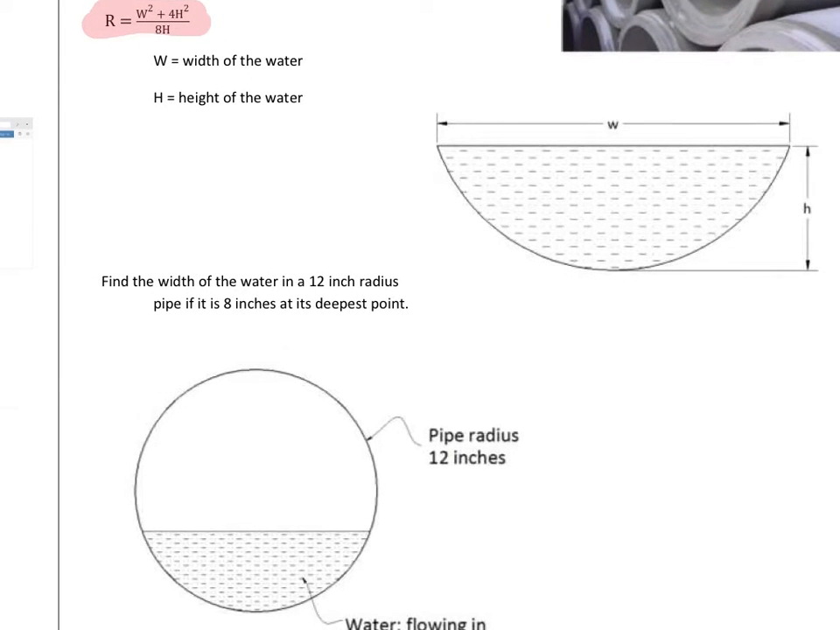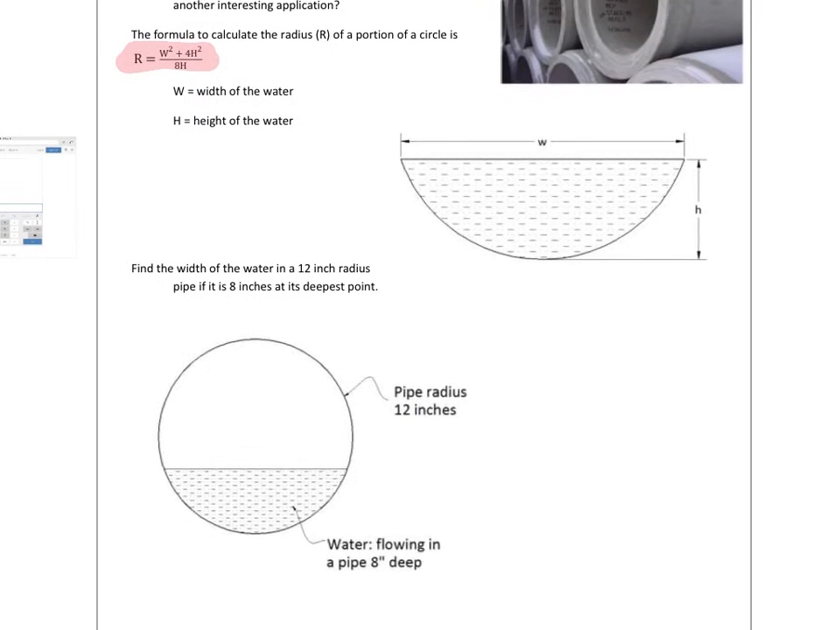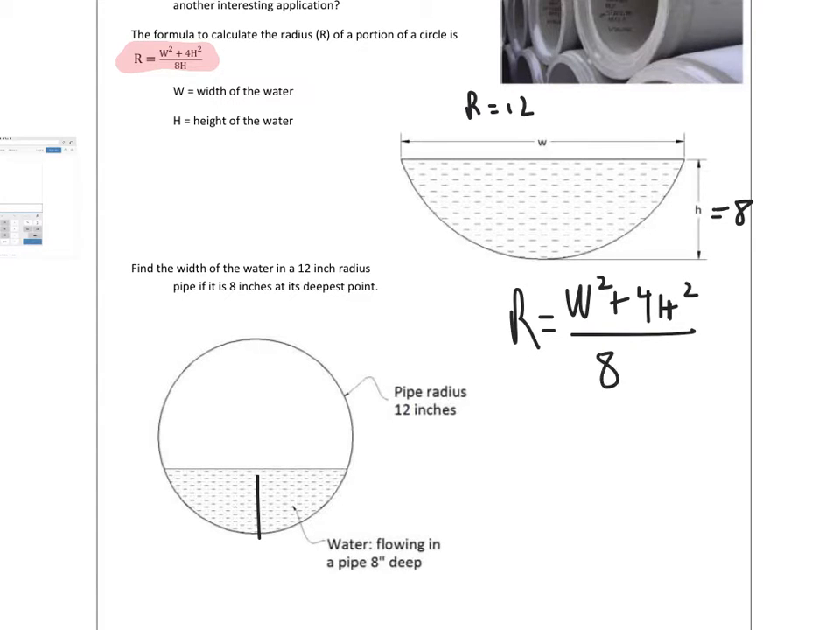So let's see what we can figure out. Suppose we've got a situation where we have a 12-inch pipe. We've got 8 inches deep, so that will be our H. H is 8. And we've got a radius of 12. All right. And we want to know what that width is. Okay, well, let's use this equation. R equals (W squared plus 4H squared) all over 8H.